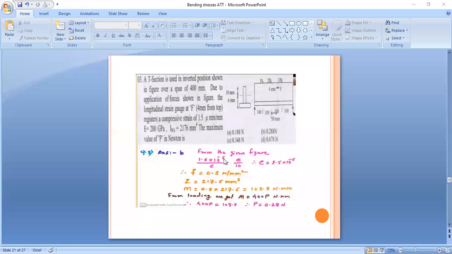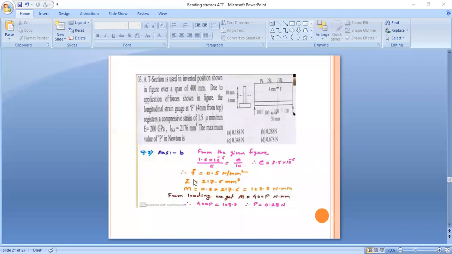Okay. So from the given figure, 1.5 into 10 raised to minus 6 divided by 6 is equal to epsilon by 10. So first you have to calculate the strain. So epsilon is equal to 2.5 into 10 raised to minus 6. So F is equal to 0.5 Newton per mm square.